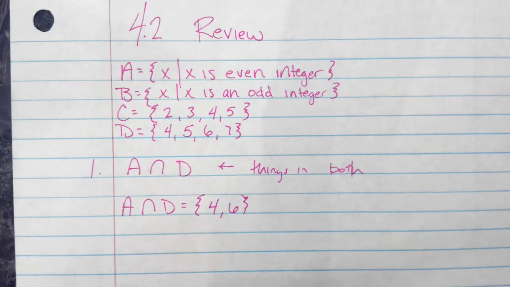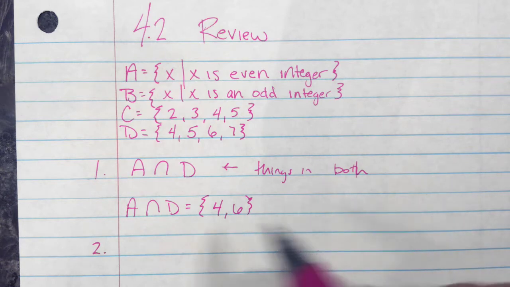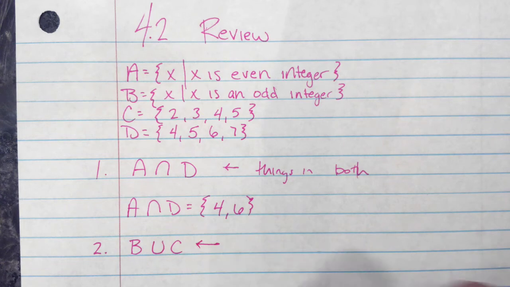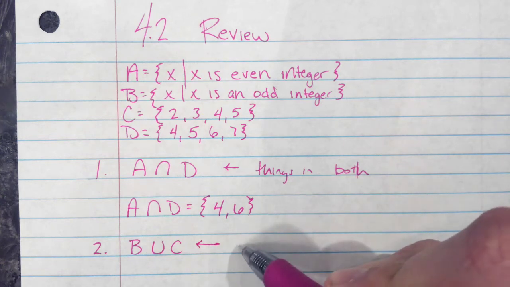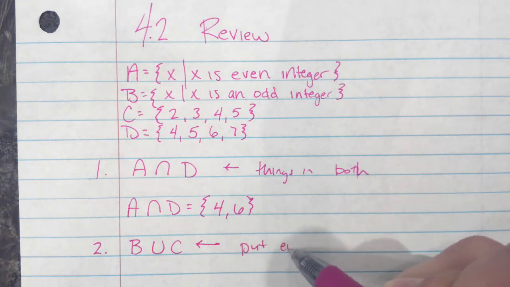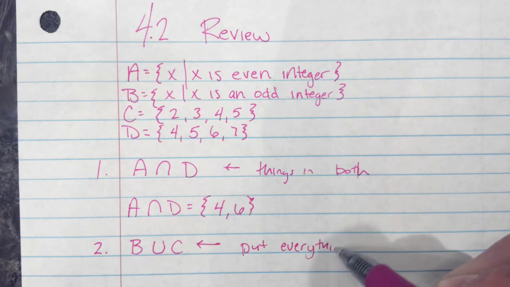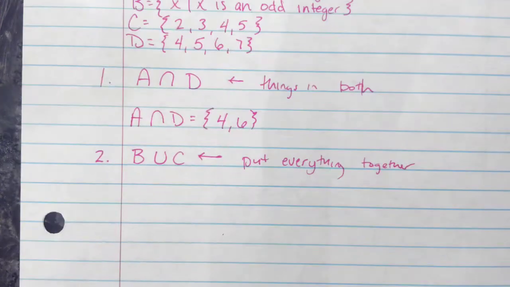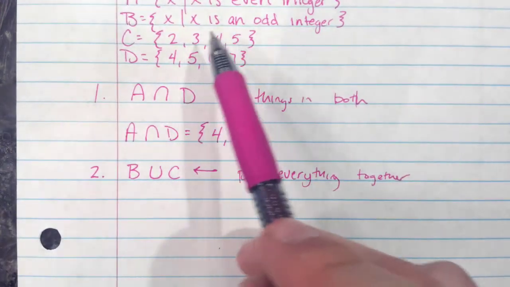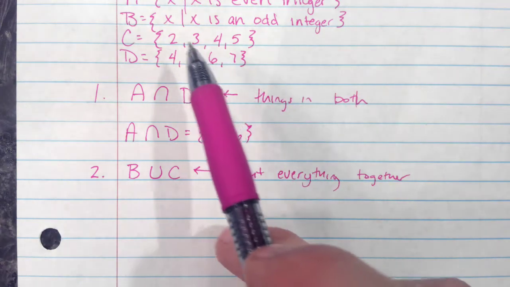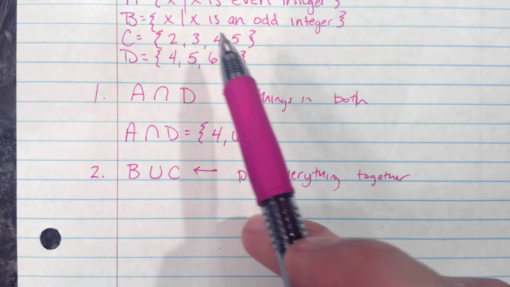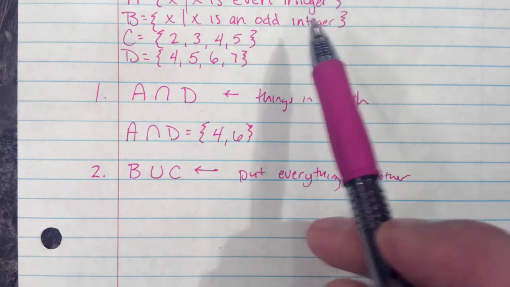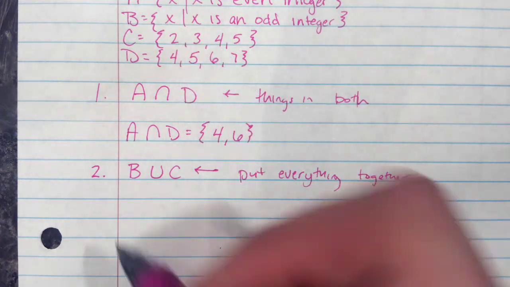All right, and then for number 2, we'll do the union of B and C. So remember what union means. Union means put everything together. It's like an or statement, and intersection is like an and statement. So B is all of the odd numbers, and C is 2, 3, 4, and 5. So B is already going to cover the 3 and the 5 because it's all of the odd numbers, but additionally it's going to be 2 and 4.